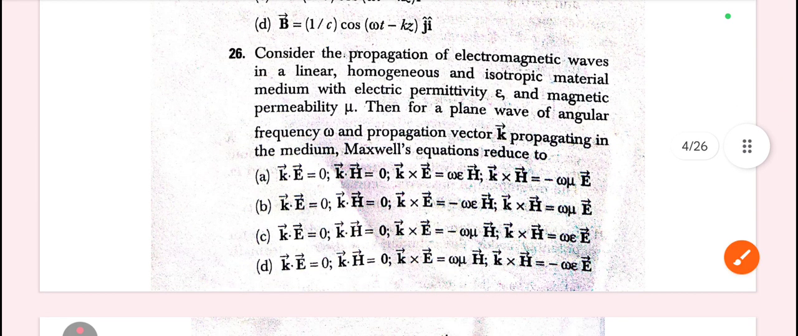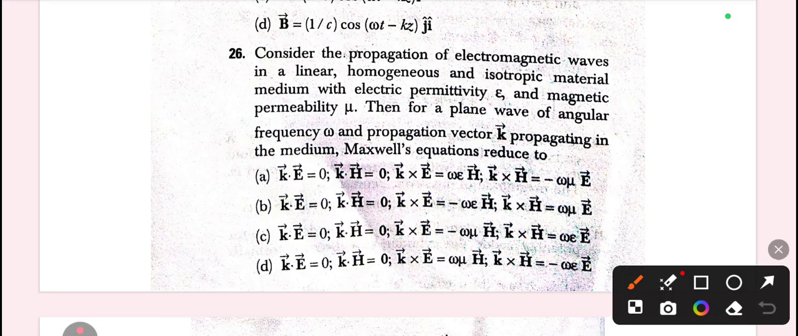We have another question. This is the linear form. Then question number 6. Directly learn from here. The right answer is k dot E equals 0, k dot H equals 0, k cross E equals minus mu omega H, and k cross H equals mu omega E.